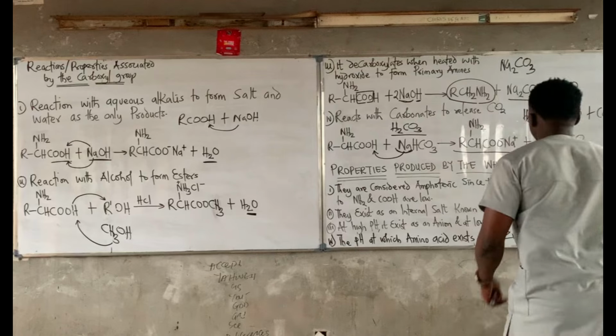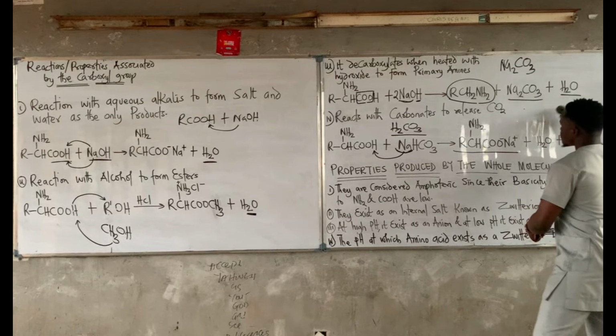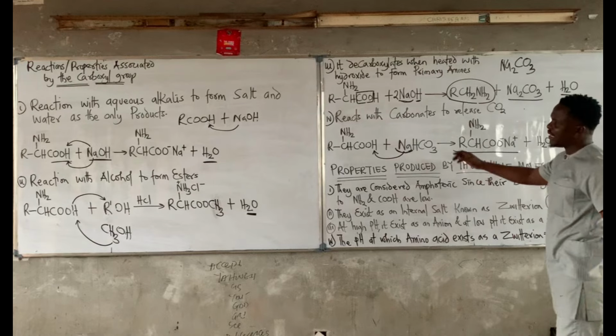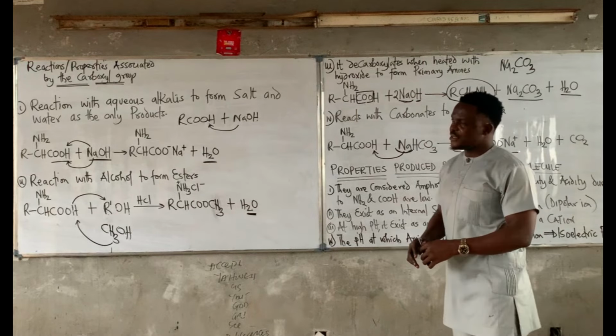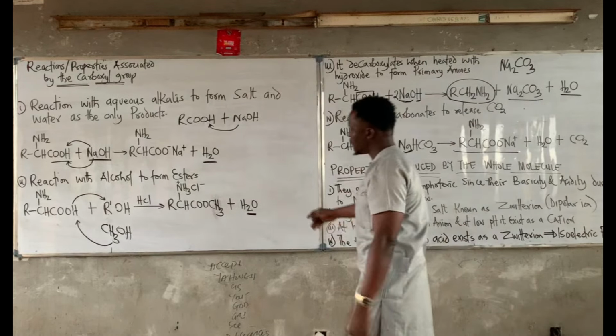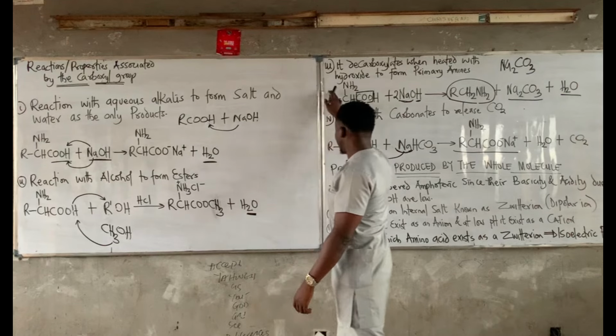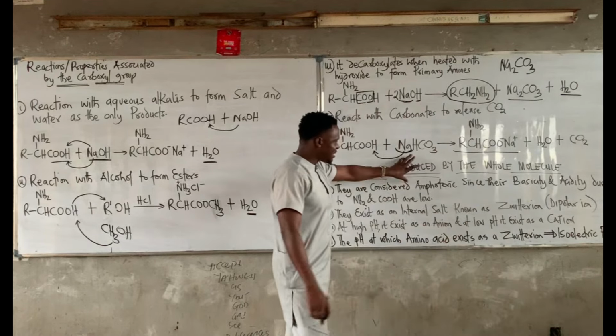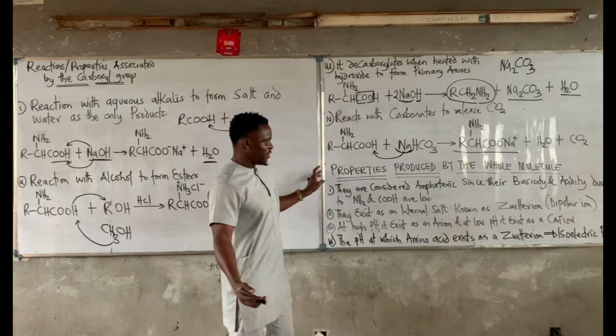Alright, so let's finish up this. Now, with this, we've actually concluded the reactions of amino acids associated with the four of them. We have the first, the second, the third, and the fourth. Now, let's look at properties as attributed to the entire molecule. I had to list them out to make it very easy for us.